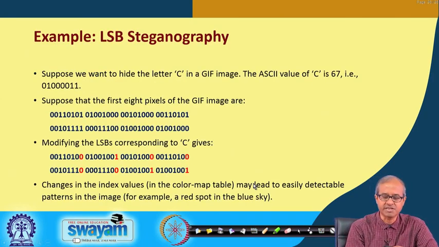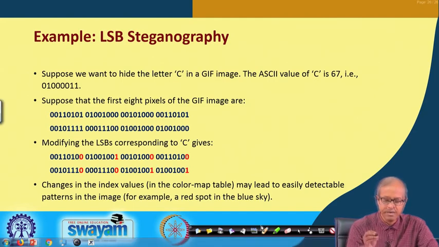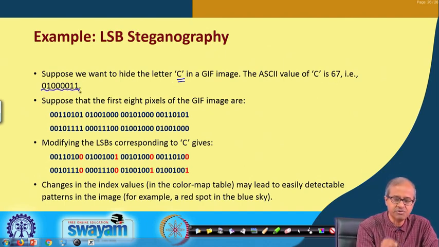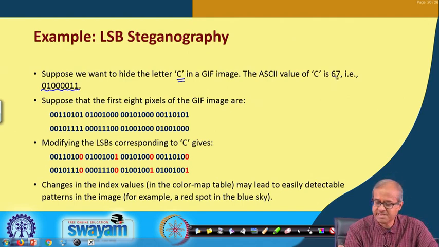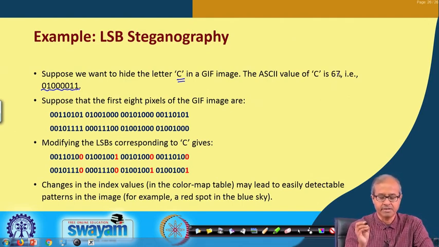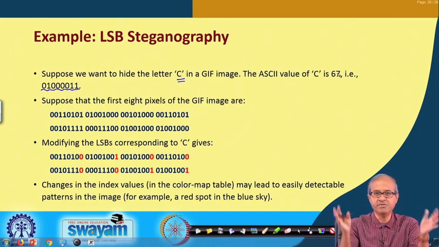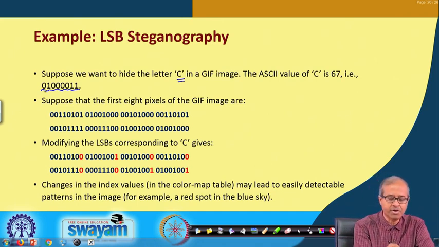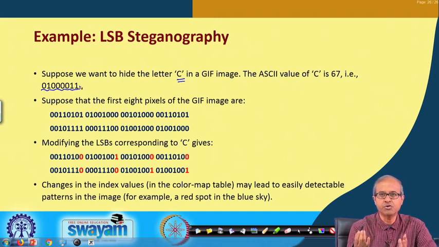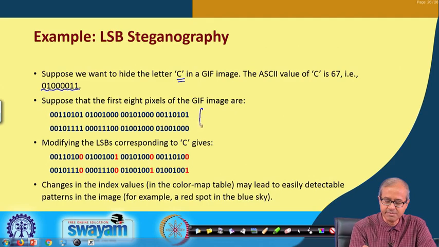Let us take a very small example of LSB steganography. Let us say we want to hide a single letter, C, in a GIF image. C in terms of ASCII code is 67 in decimal, and in binary it is 0100 0011, which is 43 in hex. All right. Let us suppose the GIF image is a large image. Here we have to hide 8 bits, so let us look at 8 bytes in the GIF image. The first 8 bytes, let us suppose, are like this.